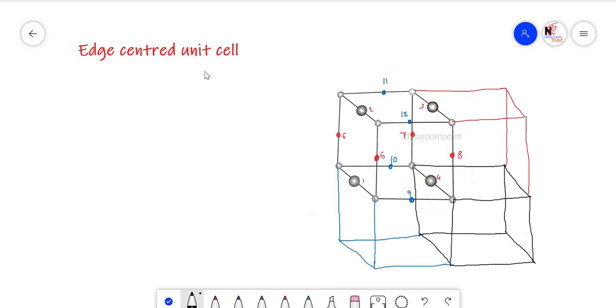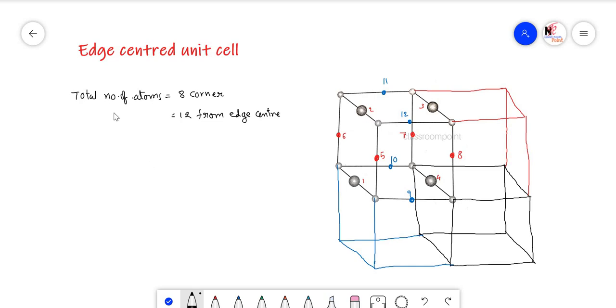Next one, edge centered unit cell. So imagine all the corners and all the centers of the edges are occupied by the constituent particles. There are 8 corners and 12 edges. This is 1, 2, 3, 4. And vertically 5, 6, 7, 8. And this is 9, 10, 11, 12. So totally 20 atoms are there.